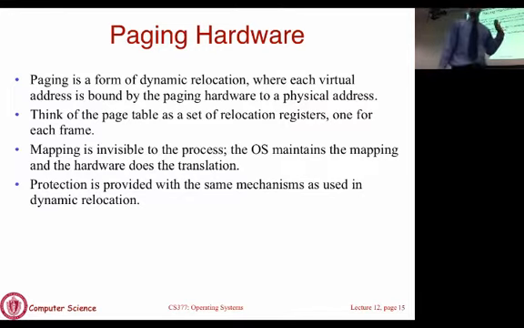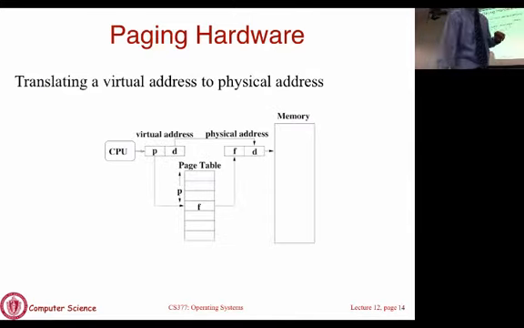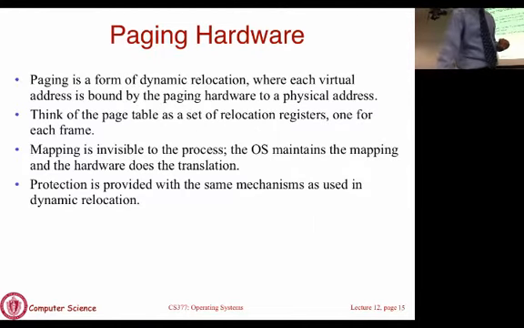Okay. We still have protection, which tells us how to avoid accessing something that doesn't belong to you. So if there are, let's say, 10 pages for this process, and you try to access the 11th page, you're going to get an error saying you're trying to access memory that's not allocated to you. Same thing we did with limit registers, you can do here, which is not shown. So protection is provided with the same mechanisms as dynamic relocation.